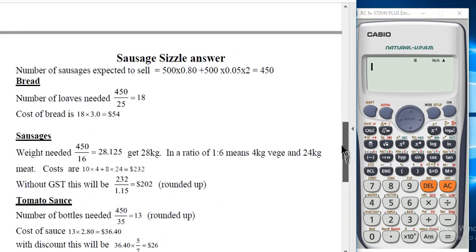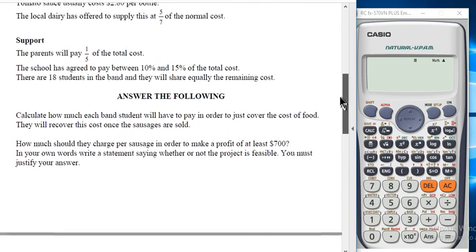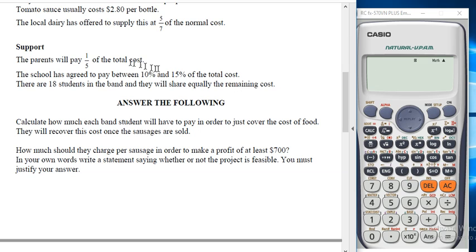Okay, this is the way I would do it personally here. So you don't have to do it this way if you're happy with that way. Some people really are happy with that way, that's fine. I'll show you another way here.